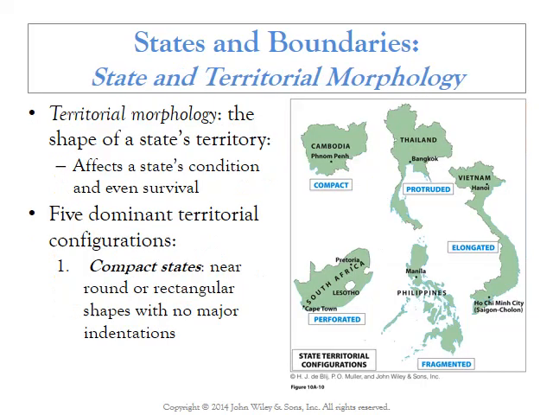It gives examples of various types of states. So, for example, Cambodia is described as a compact state because it's quite, in this case, sort of circular. And that's good in the sense that it means that there's very little border for the amount of land area. So you're not having to defend a huge border.